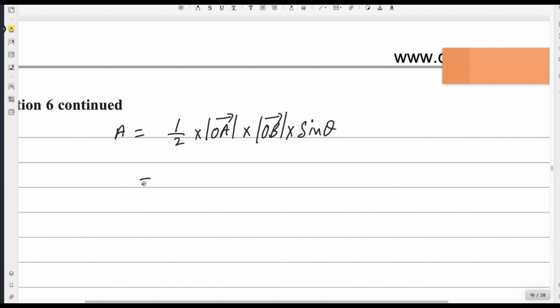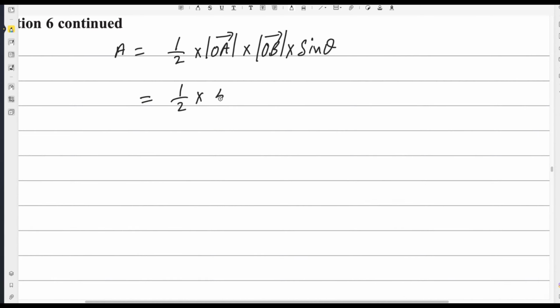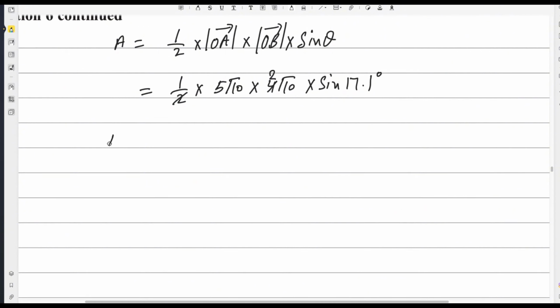So plug in the values here. 1 over 2 multiplied by 5 square root 10 multiplied by 4 square root 10 multiplied by sine 17.1. We can simplify this one, left with 2 only. Use a calculator, you will get the answer as 29.4 square units. So this is the area for the triangle AOB.